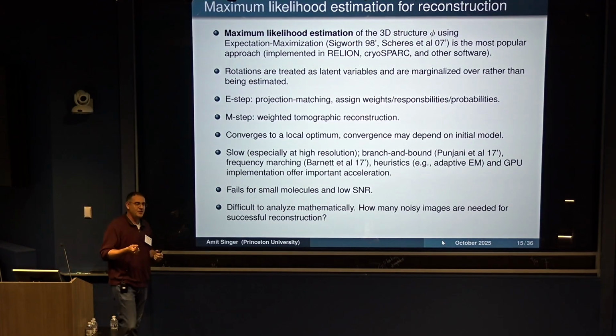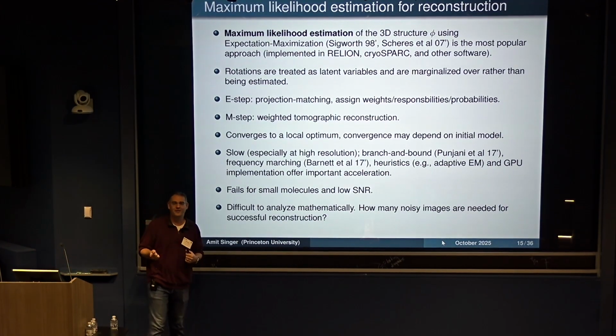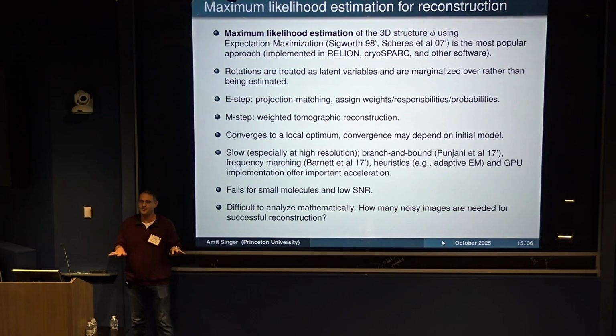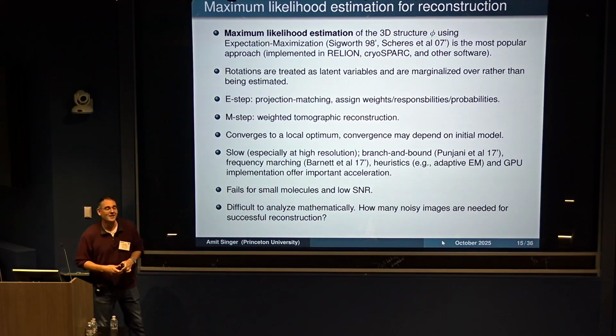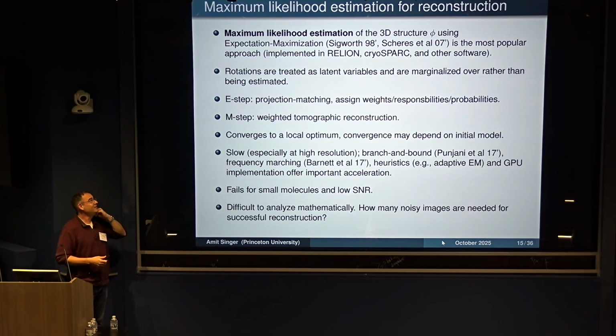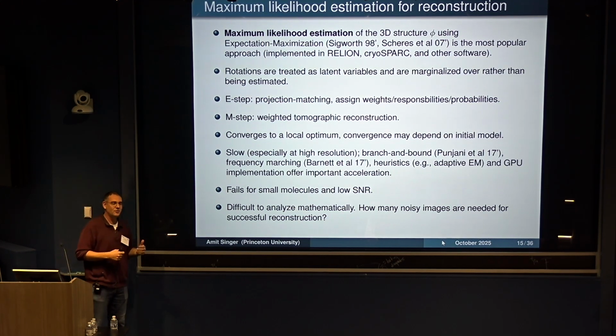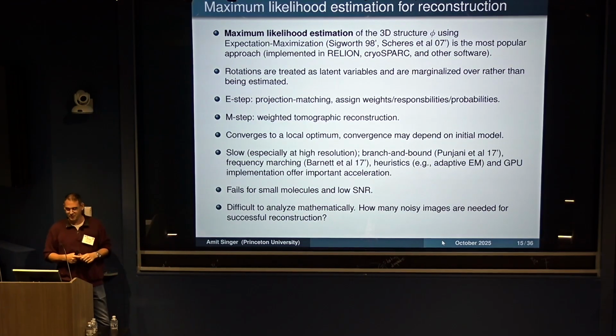So the answer is yes, okay. Otherwise, at least this first half of the talk would be over. And the way this is being done in most software packages like Relion and CryoSPARC and others is using what is called marginalized maximum likelihood.